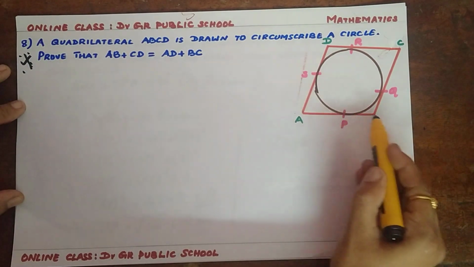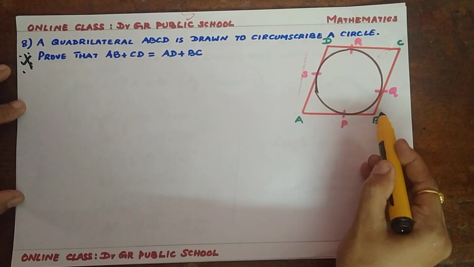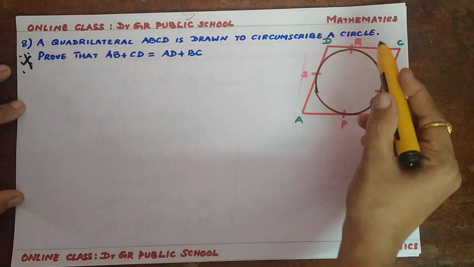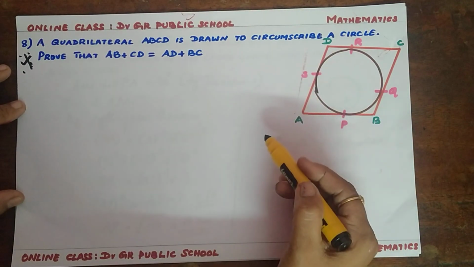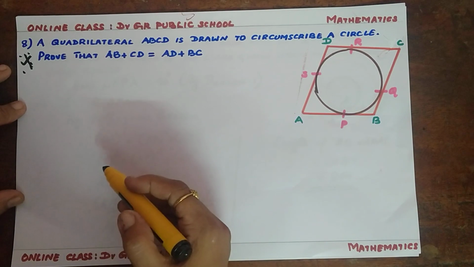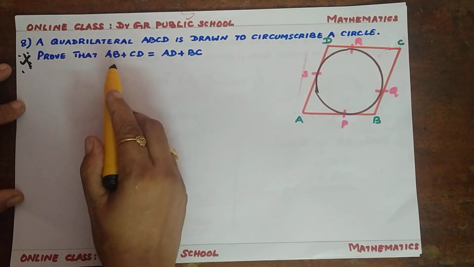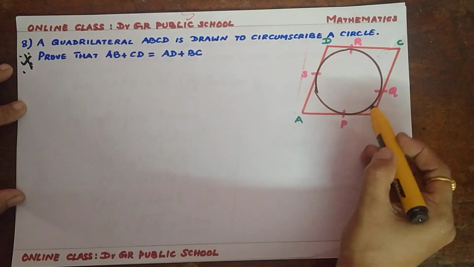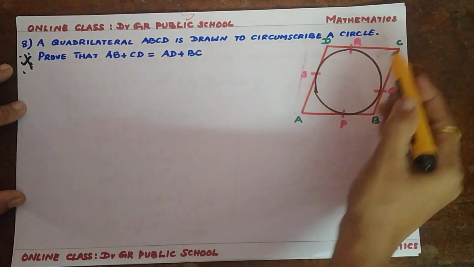Am I right? So AB can be thought of as a tangent to the circle at the point P. BC can be thought of as a tangent with point of contact Q. CD can be thought of as another tangent with point of contact R, and DA can be thought of as a tangent with point of contact S. So all 4 sides can be thought of as tangents to the circle. What do you want to prove? You need to prove that AB plus CD equals AD plus BC. AB plus CD, the opposite sides of the quadrilateral, equal to AD plus BC.